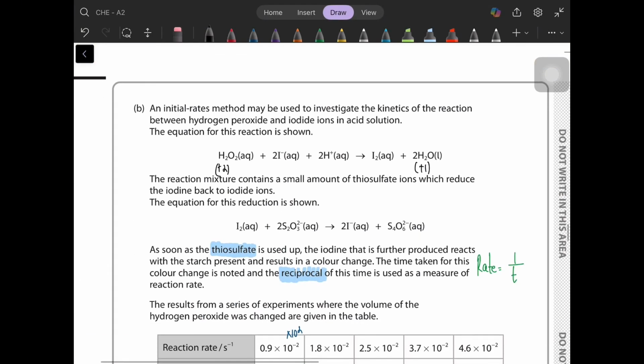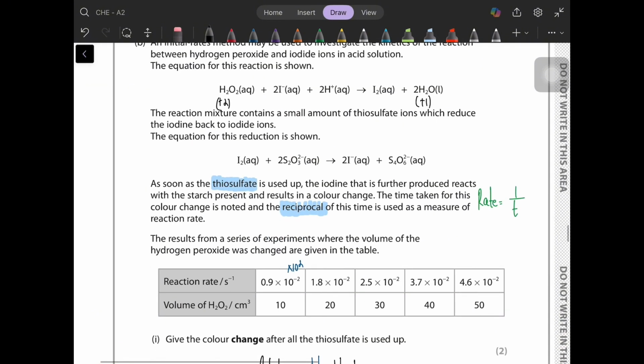An initial rates method may be used to investigate the kinetics of the reaction between hydrogen peroxide and iodide ions in acid solution. Okay. The equation for the reaction is given below. Hydrogen peroxide, this converting to that, and water. The reaction mixture contains a small amount of thiosulfate ions, which reduces the iodine back to iodide ions. Okay, so thiosulfate is reducing iodine back to iodide ions.